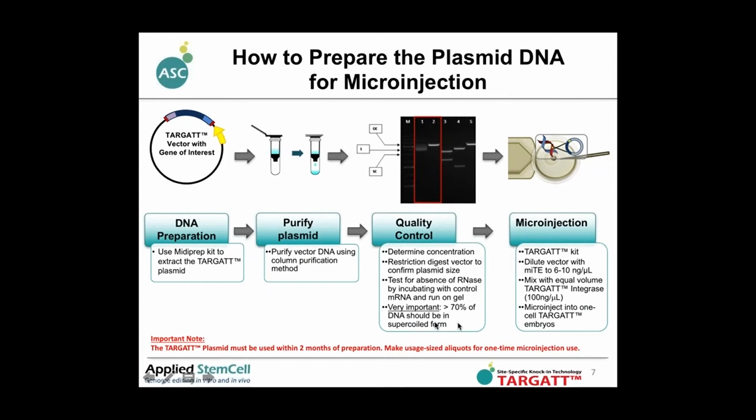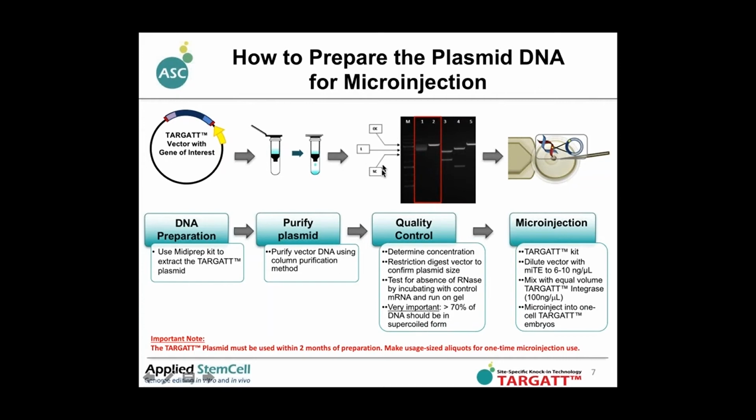We also test for the form of the DNA in the prep, because only the supercoiled form is effective in doing gene integration. So our cutoff percentage is 70%. We require that 70% of the DNA is in supercoiled form in a prep in order to pass our QC standard. This agarose gel shows an example of a DNA prep.